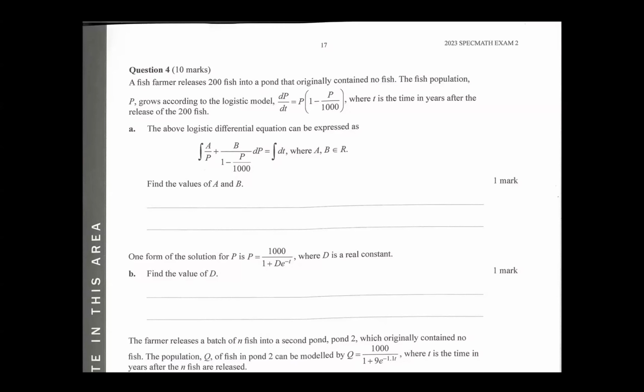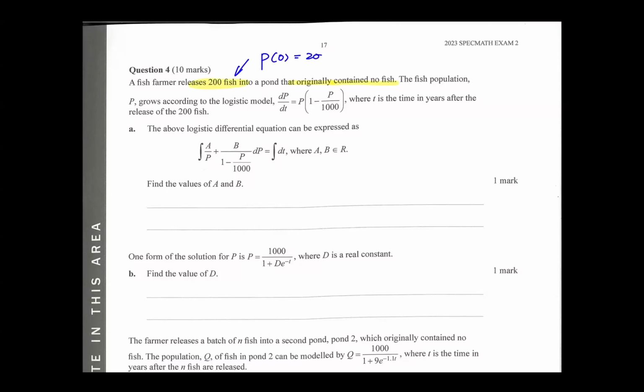Welcome back. So in this video, I'm going to finish questions 4, 5, and 6 from this year's Specialist Maths Exam 2. So question 4 is basically a logistic equation problem. A fish farmer releases 200 fish into a pond that originally contained no fish. So this is the initial population.